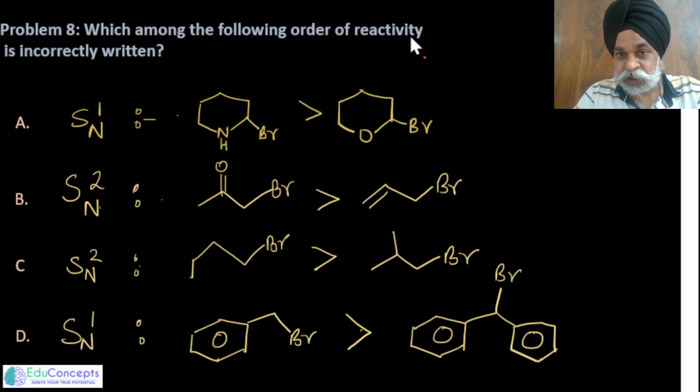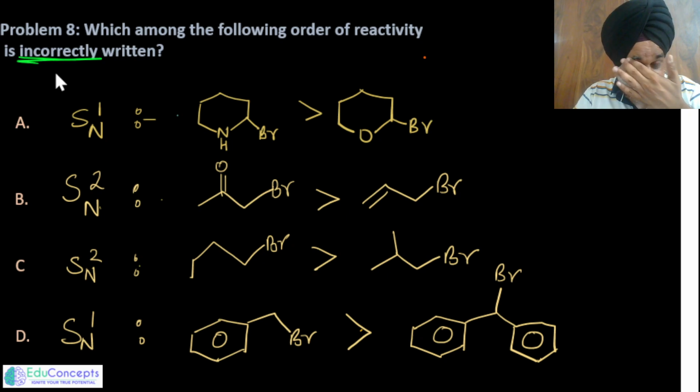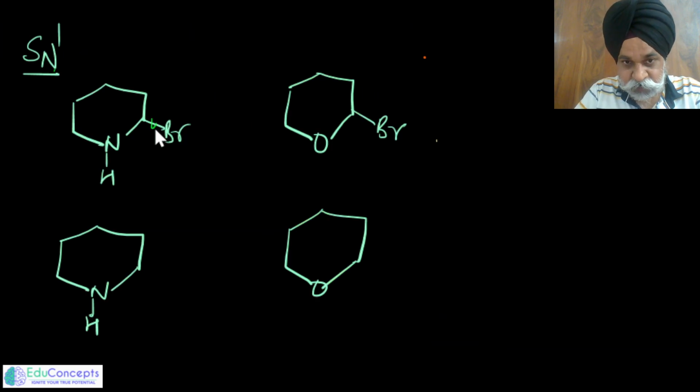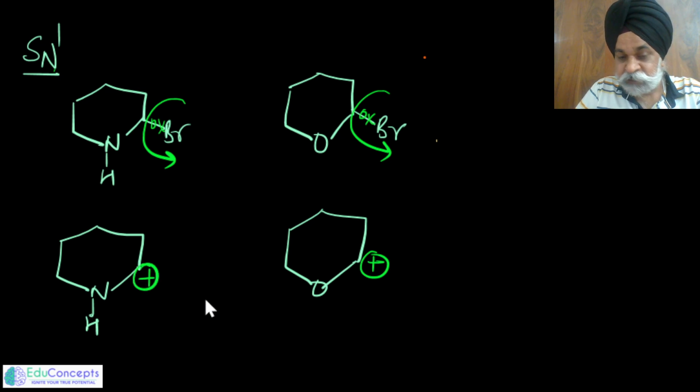Which among the following orders of reactivity is incorrectly written? This is a bad habit of many of you, that you don't underline the point whether they are asking correct or incorrect. So here SN1 always goes through the formation of carbocation. Wherever halogen is attached, that is to be removed and you have to create a positive charge on this. So during the SN1 mechanism, the first step is the formation of carbocation. So here simply you have to see which of these carbocations is more stable. The one which is more stable, the reaction would go in that direction.